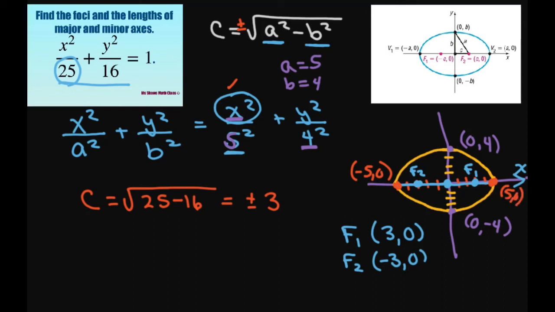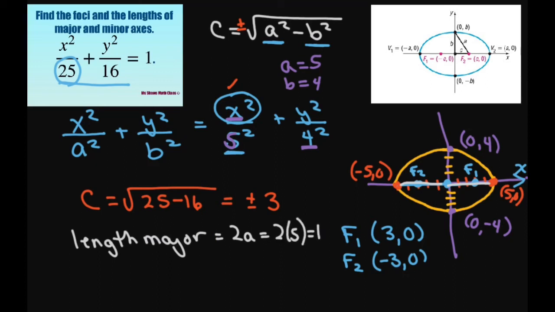All right. Now they want the length. Well, the length is just going to be 2 times this. Remember, this is 5, and this is 5. And a is the bigger number. So the length of the major axis equals 2a. So that's going to be 2 times 5, which equals 10.